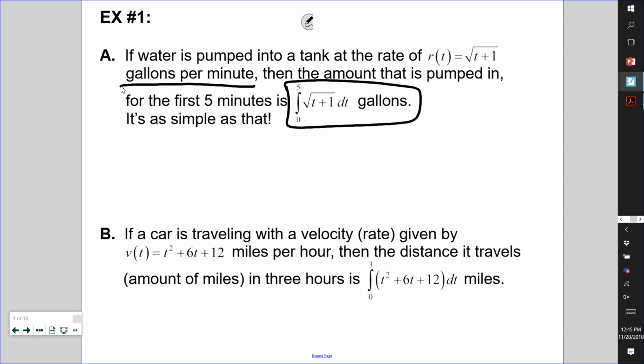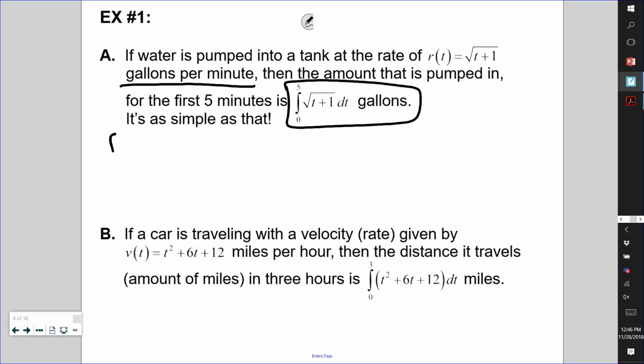Now remember, we talked about interpreting. So say they just had the first part of the sentence, and they said interpret this integral. Remember, on your interpretation, you have to have units over a time interval. So I would have to say that this represents the number of gallons in the tank over the first 5 minutes, or over the 0 to 5 minutes, okay? So we're going to actually do that.